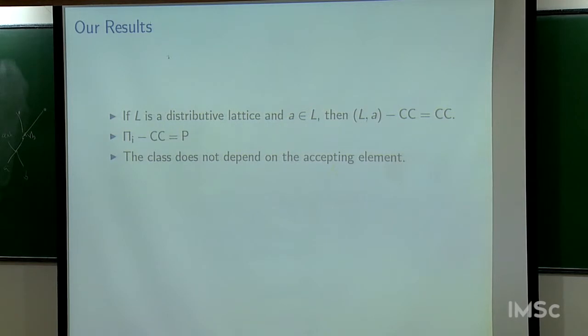What's the constant? We don't know. But pi 2 CC is CC, and there is some constant. And you could also see that pi i CC contains pi i minus 1 CC.